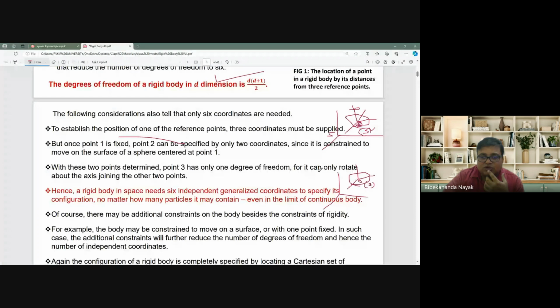To establish one reference point, we have one reference point. One point is fixed.